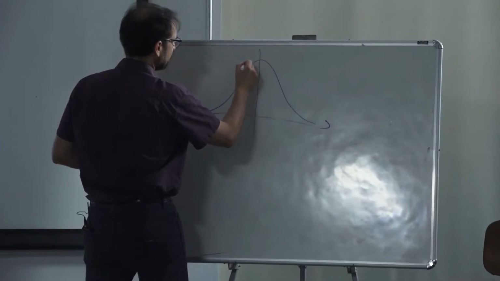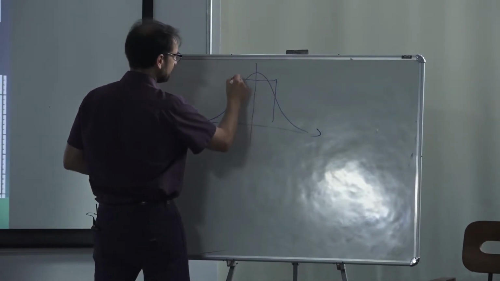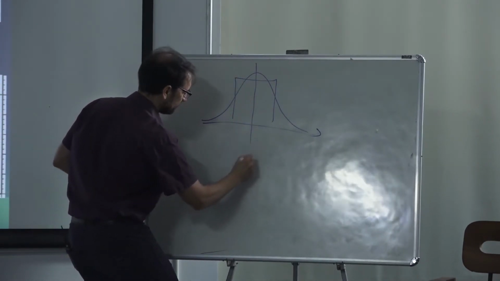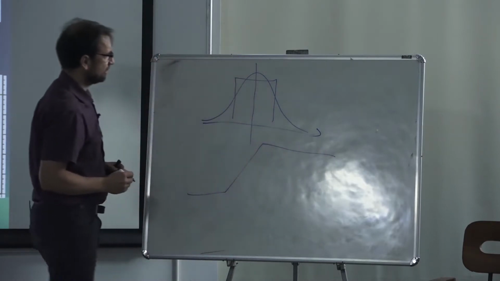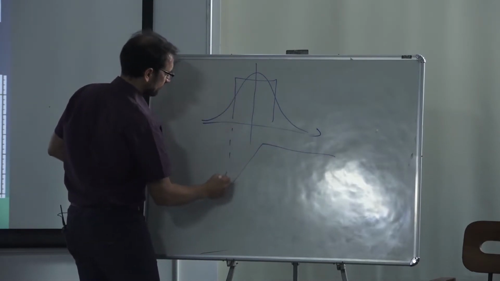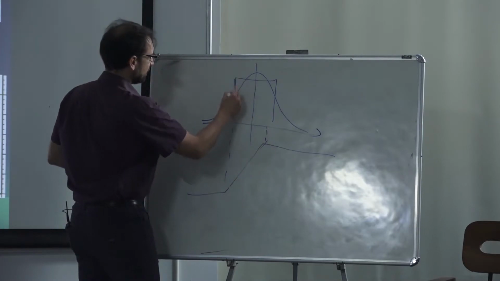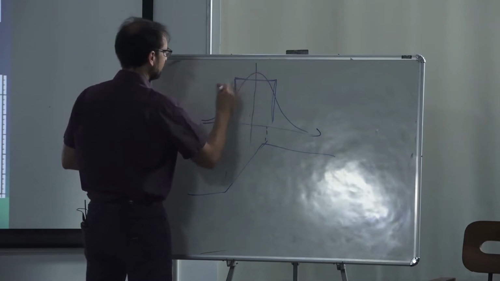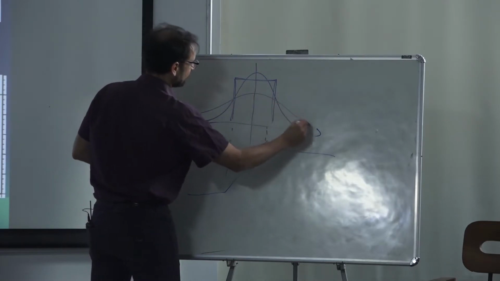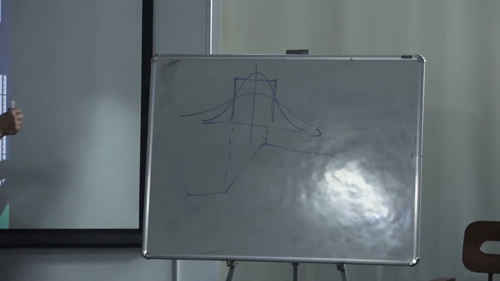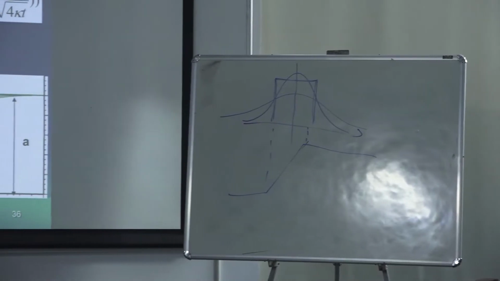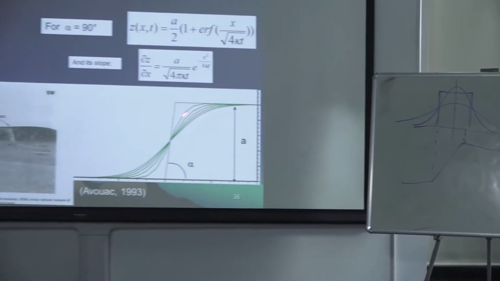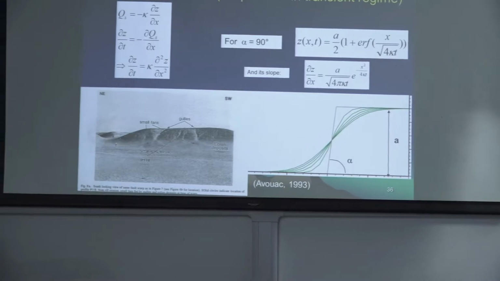Initially you will have a slope like that. Imagine your terrace riser. Initially the slope is a square shape, and then slowly your bell shape will have an increasing wavelength. So this is the kind of evolution driven by this equation.